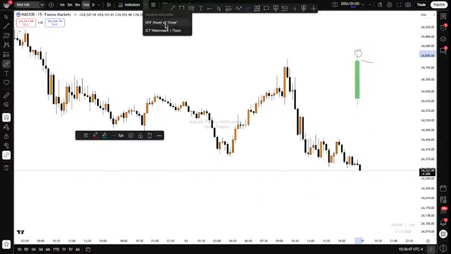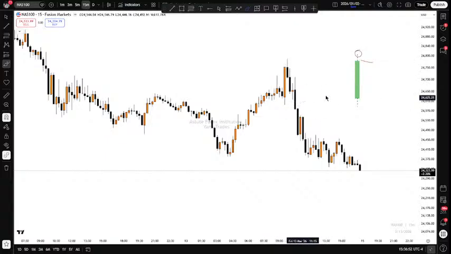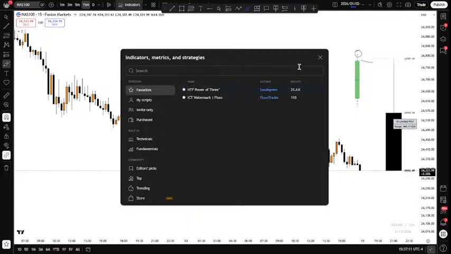Let me just use this power of three candlestick. Anyone who has a question can just ask. Let me just see if we have any questions in the chat. That's it, we don't have any other questions. You're going to use this here.